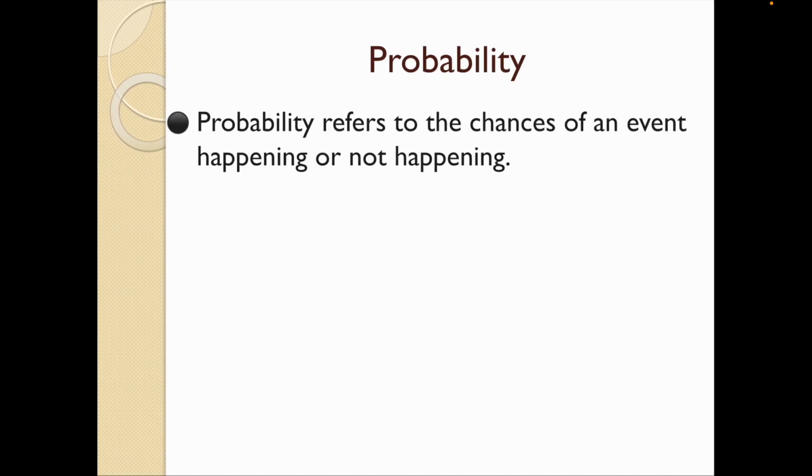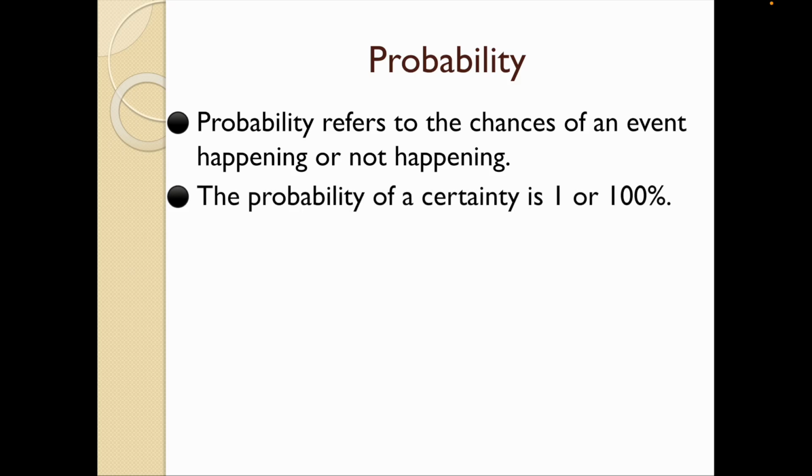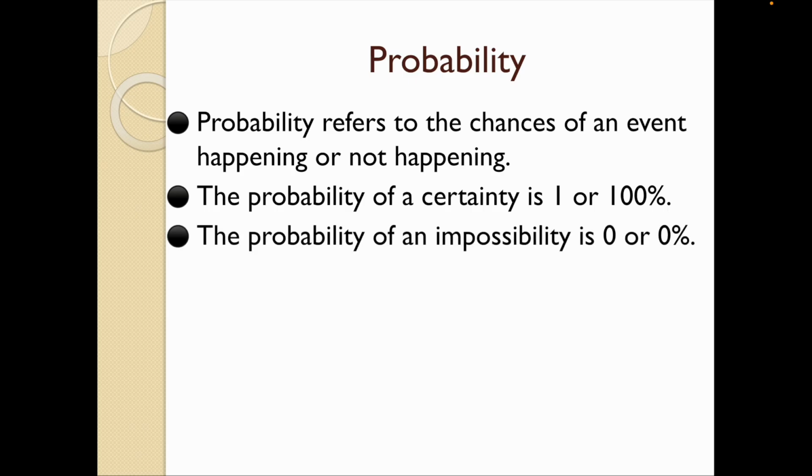Now, what is probability? Probability refers to the chances of an event happening or not happening. So we're talking about the chances of a particular event happening when we have all these possible events. Okay? So the probability of a certainty, something happening for sure, is 100%. That means, yep, that's definitely going to happen. The possibility of it not happening at all, like there's no way it could happen, we say that is 0%.